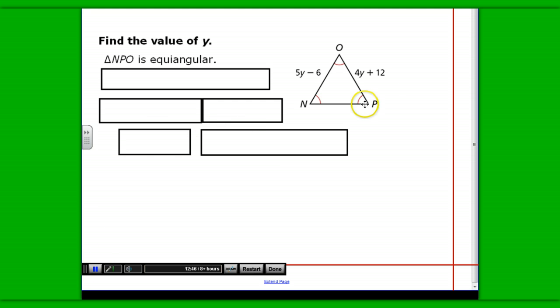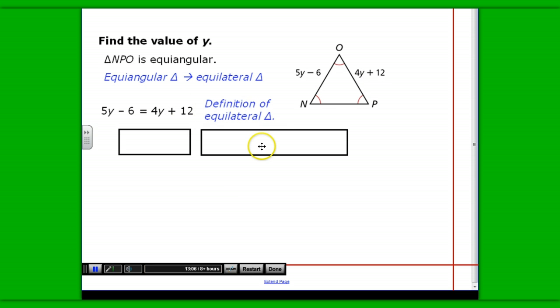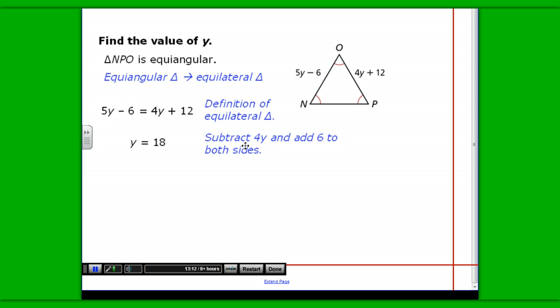Okay, if you've come back, we know that this equiangular triangle is equilateral by the theorem we just took a look at, right? And so we are now going to be able to say that 5y minus 6 equals 4y plus 12. And that's our definition of an equilateral triangle. So now we solve for y. And you should have y equals 18.